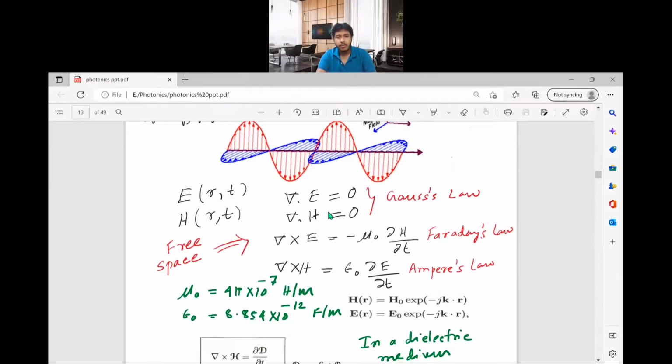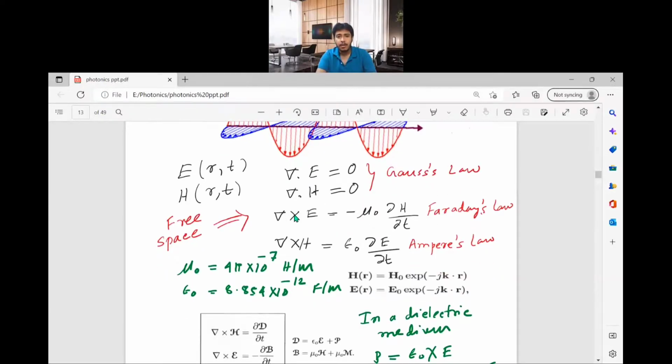The first is Gauss's law: divergence of E and divergence of H are equal to 0. That means the total flux coming out of a closed surface will be 0 if it does not enclose any electric charge, and the total magnetic flux coming out of a closed surface is equal to 0. So that means no magnetic monopole can exist.